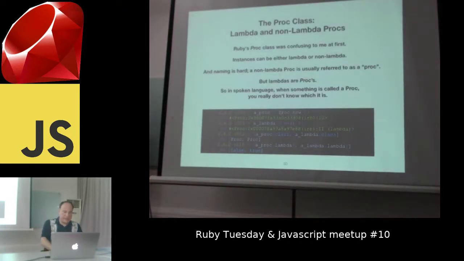And here's an example. We have a proc and a lambda, and we see here that the classes are identical, but lambda question mark is the method you call to find out which is which. And this one's false, this one's true.